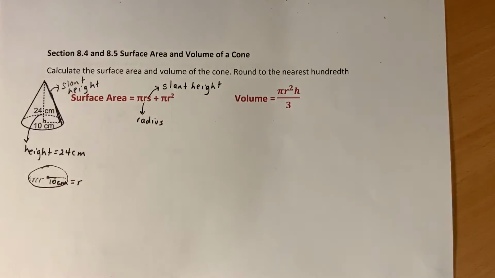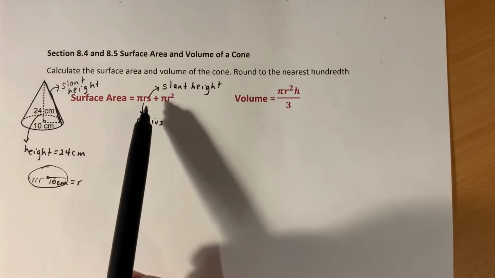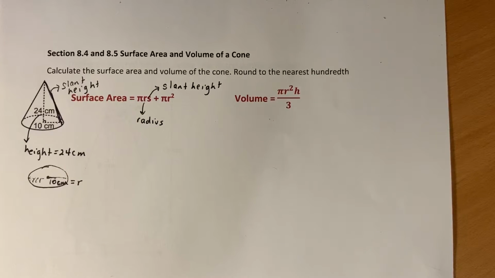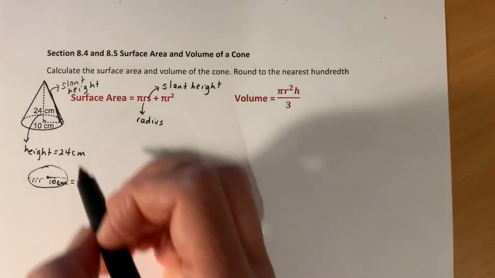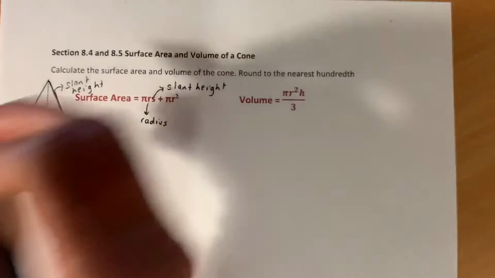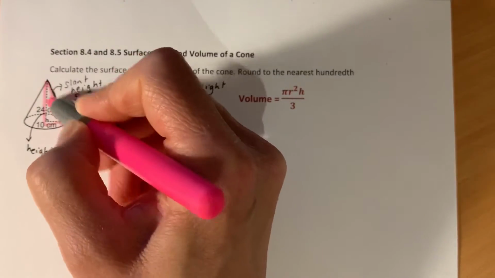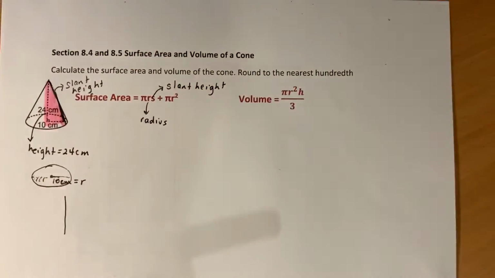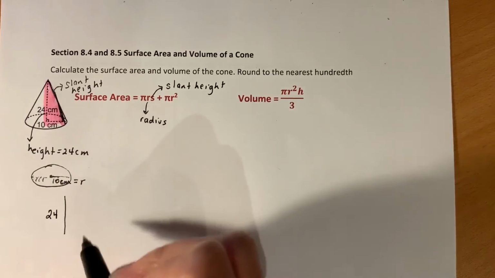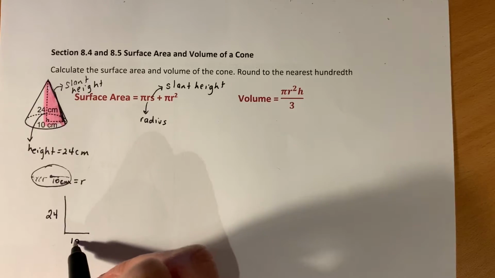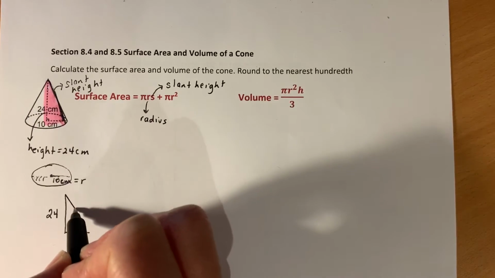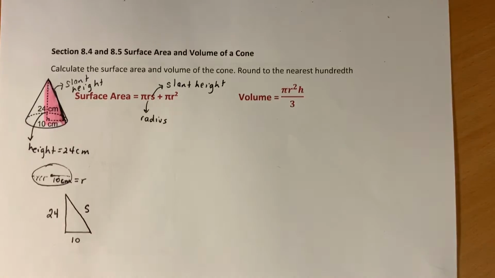Okay, so I know my R value is 10. Now I know my height of my cone is 24, but in order to use the surface area, I need to know the slant height. So once again, I'm just going to redraw this part right here. Hopefully you notice that you have a right angle triangle. So my height is 24, my radius is 10, and these are in centimeters. Now I need to find my slant height.